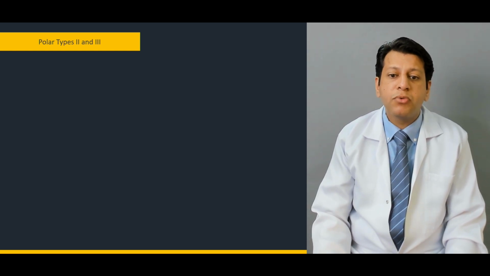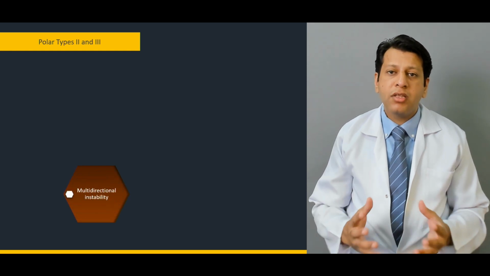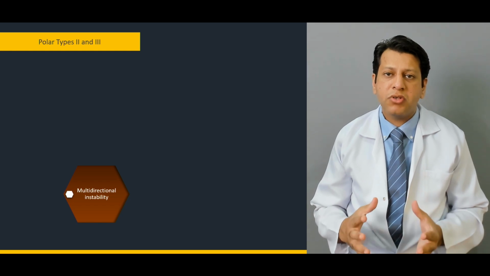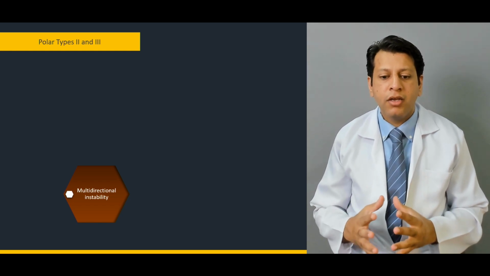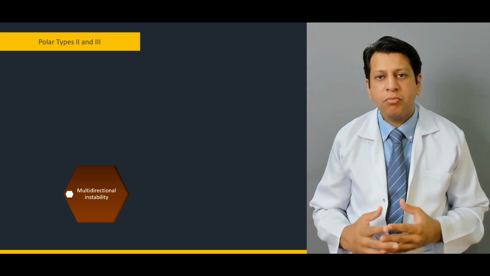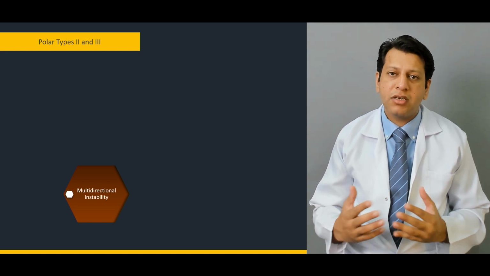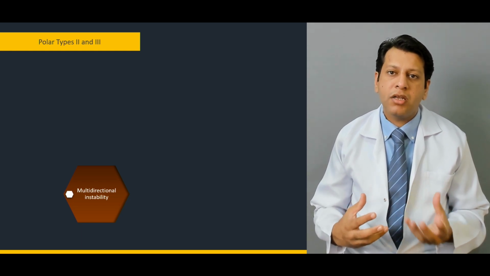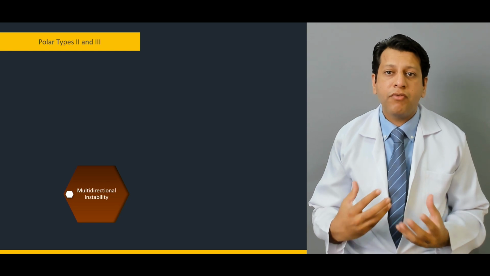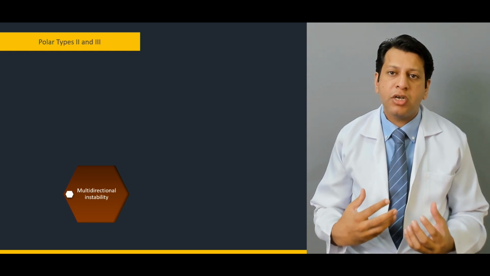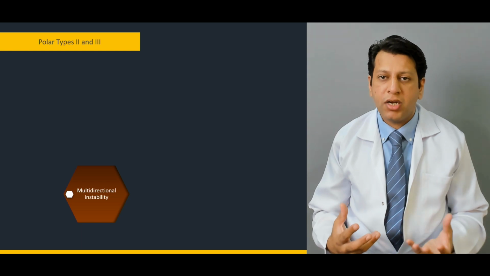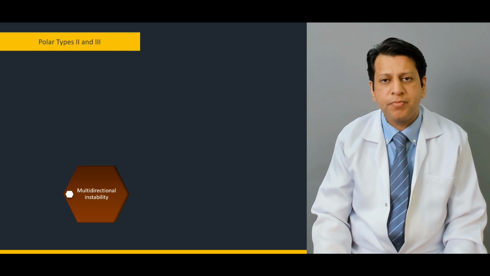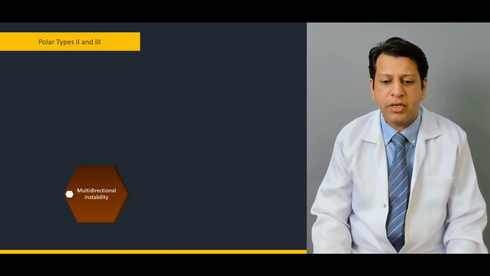Now coming to Polar types 2 and 3. Polar types 2 and 3 are classified in one form called multi-directional instability. Why are they called multi-directional? Because they are associated with laxity and muscle patterning problems. There may be glenoid dysplasia, there may be increased retroversion or anteversion of the humeral head, which may predispose to a structural type of atraumatic instability. Therefore, they are collectively termed multi-directional instability of the shoulder joint.